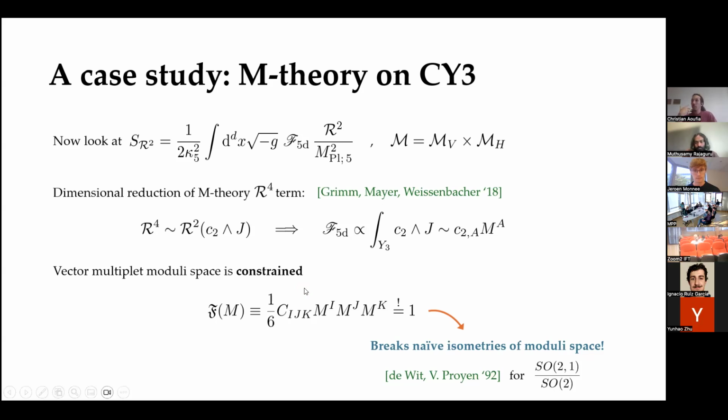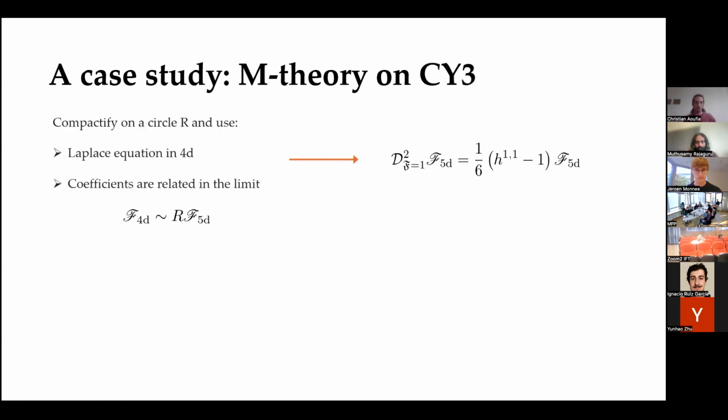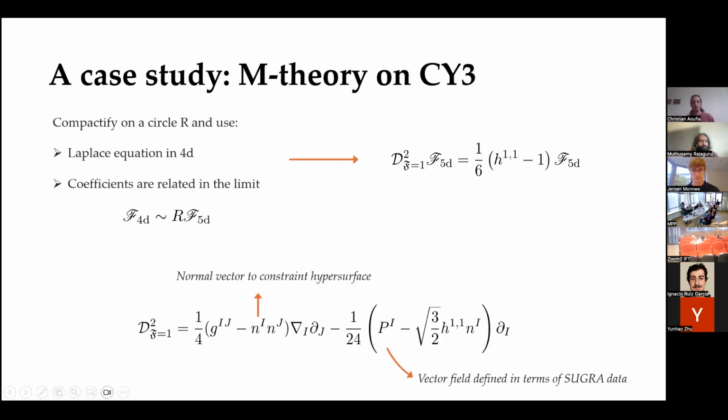Given our type IIA discussion, then we might expect that the elliptic operator does not agree with the Laplacian, but it's something a bit more general. And indeed, we find the same. And we can do so by performing exactly the same steps as before. So we compactify on a circle, and we use the Laplace equation in 4D to uplift the operator to an elliptic operator here. And we get this equation where the eigenvalue is nothing but the number of vector multiplets. And the elliptic operator looks like this.